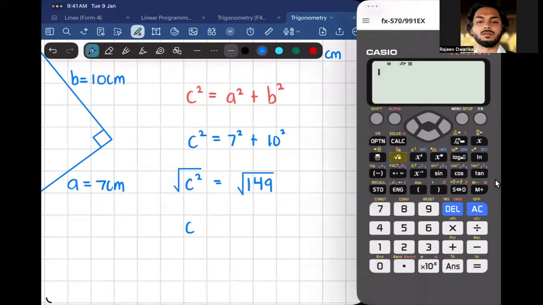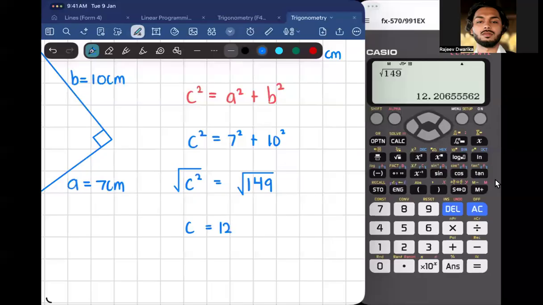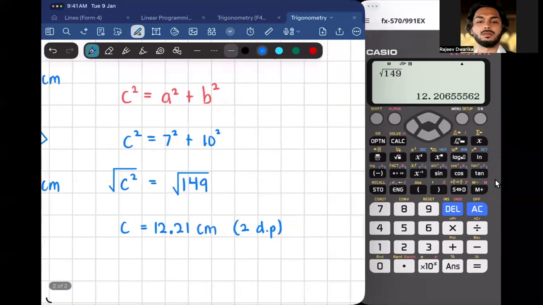So I'm going to put it into the calculator. Square root of 149, I'm getting 12.2. Okay, so Joshua, we want to round it off to 2 decimal places. The second decimal place is 0, the number after the 0 is 6, so we're going to round up. So 12.21, that's the answer you're supposed to get. 12.21 centimeters, in brackets, to 2 dp. Please, in maths, put in brackets what you rounded it off to.